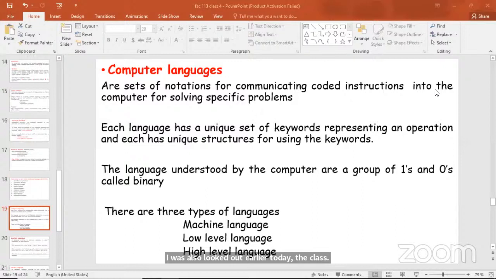All right, so computer languages are a set of notations for communicating coded instructions into the computer for solving specific problems. Each language has a unique set of keywords representing an operation, and each has a unique structure for using the keywords. Now, you say each language has a unique set of keywords, right? The keywords are unique to a particular programming language.